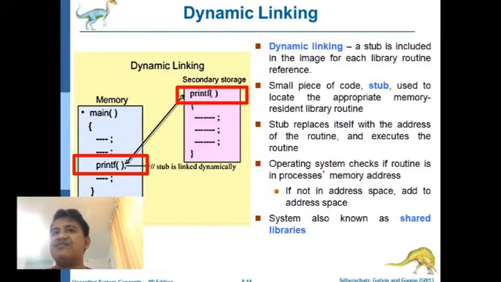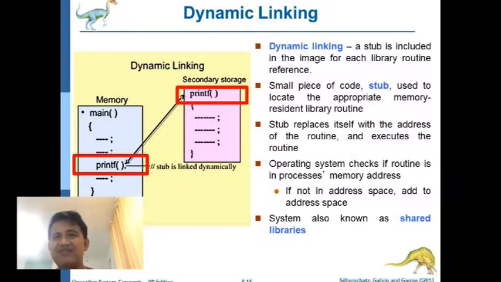Dynamic linking, on the other hand, uses what we call a stub, and includes a stub in the image for each library routine reference. So what is this stub? A stub is a small piece of code used to locate the appropriate memory resident library routine. The stub replaces itself with the address of the routine and executes the routine. So meaning to say, the stub will be converted into the address of the routine.